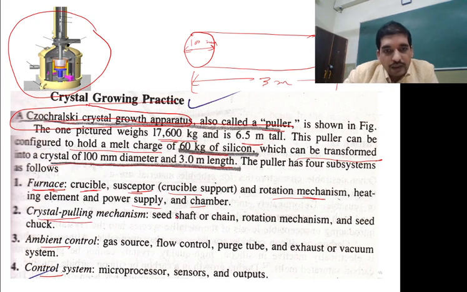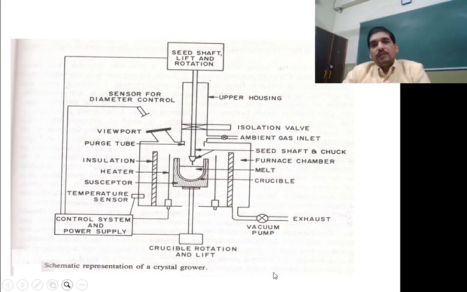The crystal pulling mechanism contains the seed shaft. What is a seed shaft? I will tell you. Or chain, rotation mechanism, and seed chuck. Then ambient control includes the control of gas source, flow control, purge tube, exhaust or vacuum system, and the control system, which controls everything with the help of microprocessor and sensors, and gives the output. So these are the major sections which are shown here in this diagram.